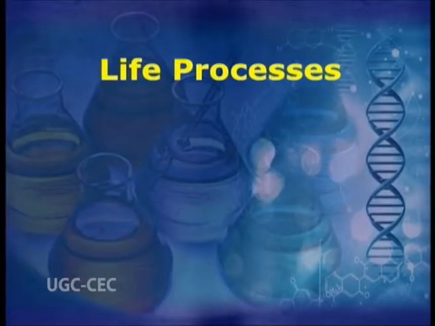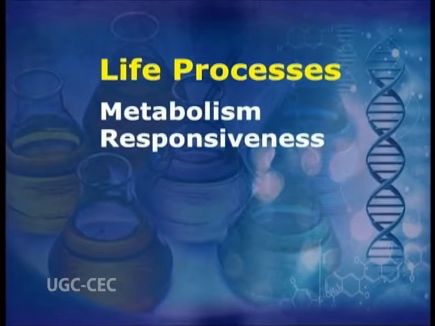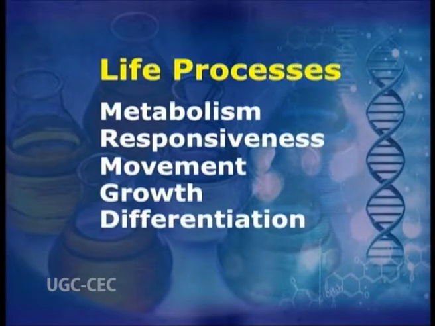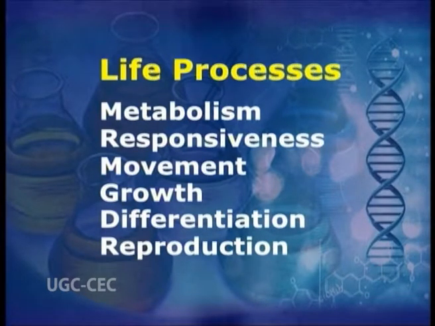Certain processes like metabolism, responsiveness, movement, growth, differentiation and reproduction distinguish organisms or living things. They are called life processes. When the life processes cease to occur properly, the result is death of cells and tissues, which may lead to the death of the organism.